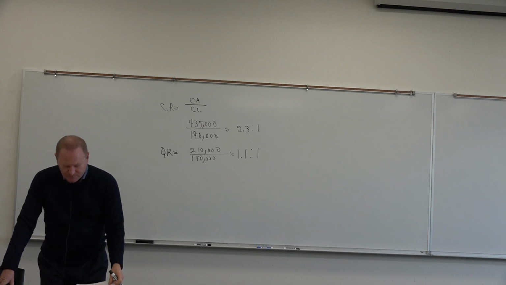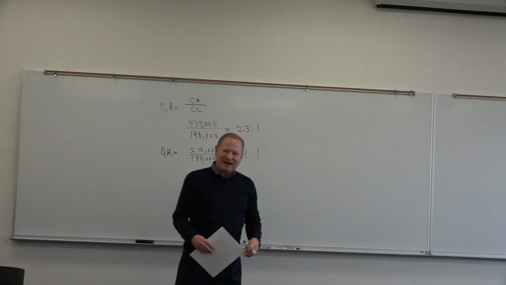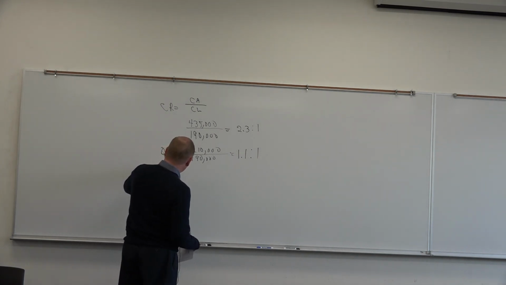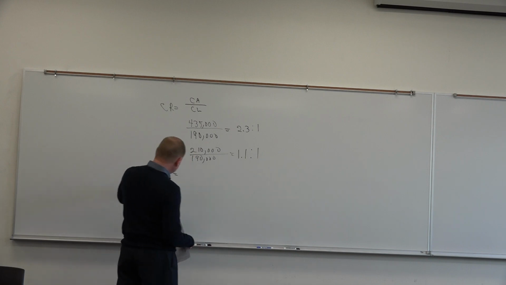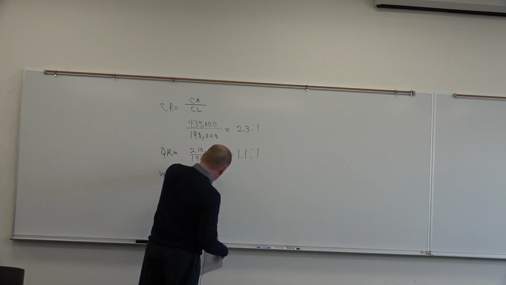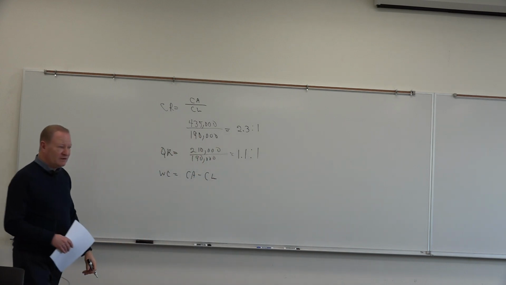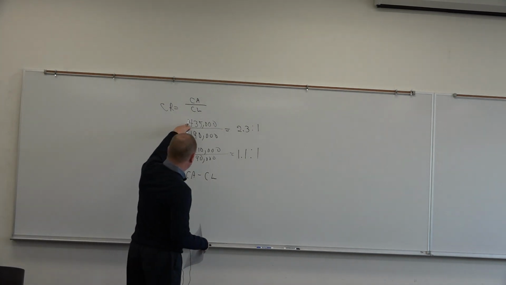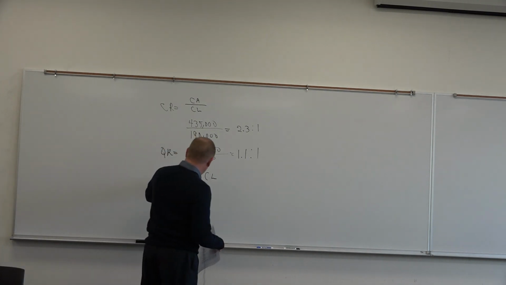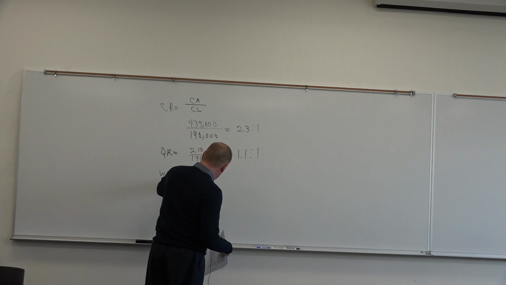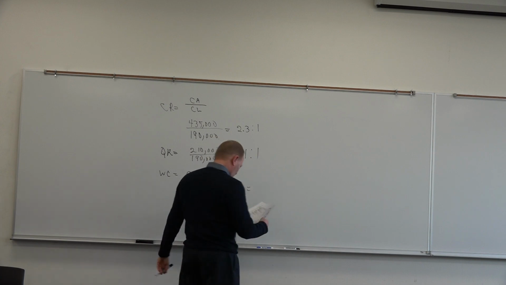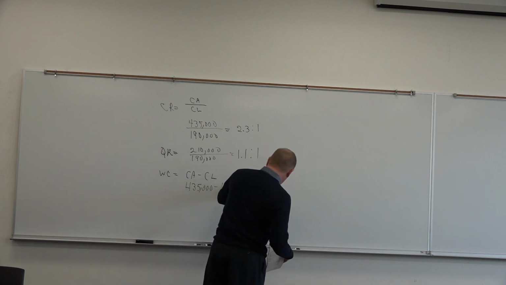Working capital. Well, working capital is not a ratio, it's a strict number. And so working capital is current assets minus current liabilities. And so in this case, you strictly just take the 435 and subtract 190. So 435 minus 190 equals 245,000.